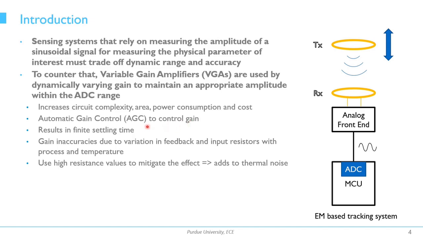This results in finite settling time, which might become an issue for systems that require fast response time or low latency. Also, gain inaccuracies due to variation in feedback and input resistors with process and temperature may pose issues. To mitigate that effect, high resistance values are typically used, but that adds to thermal noise.